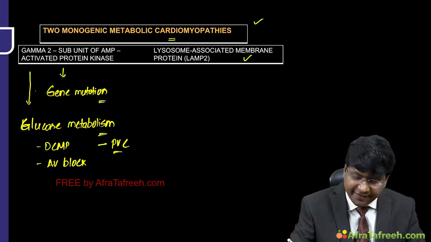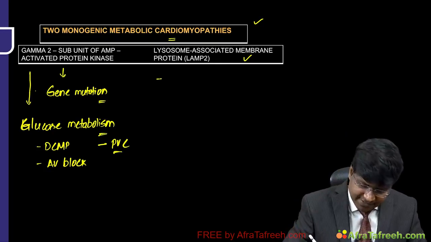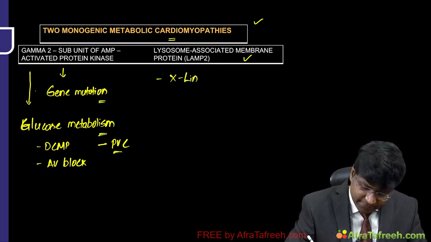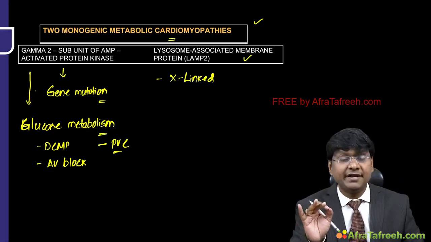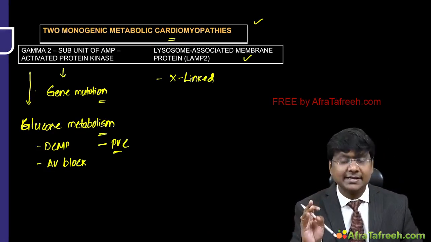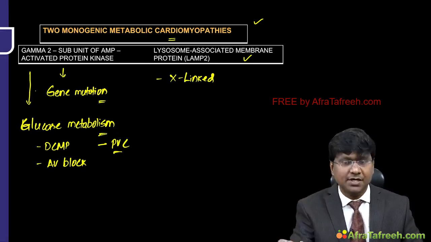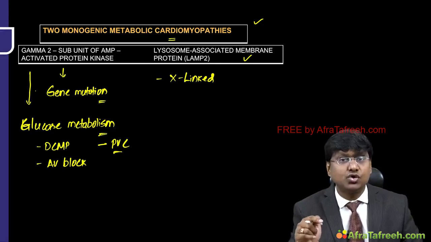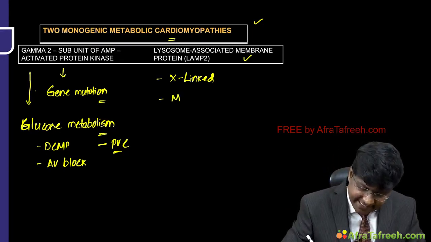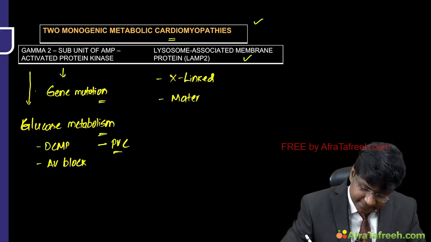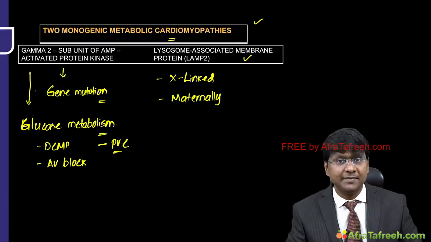And another important defect which can cause dilated cardiomyopathy is LAMP2. This is also an X-linked disorder. What is this LAMP2? Several defects have been reported in X-linked lysosomal associated membrane protein. A defect in this lysosomal associated membrane protein is inherited maternally.